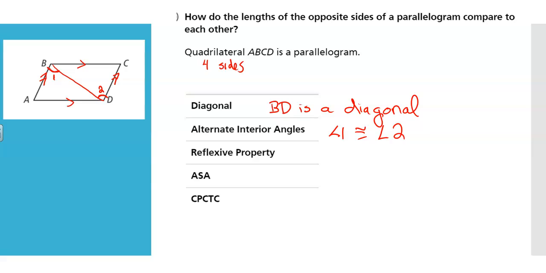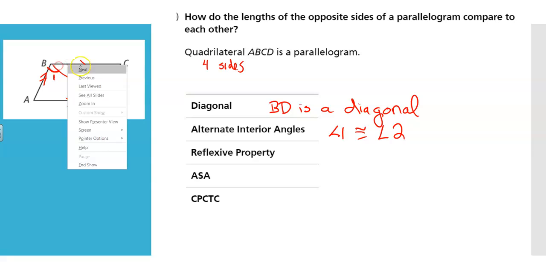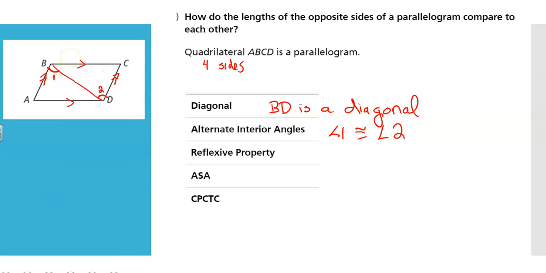Now, I could also say, look at these. If these are parallel, and that's a transversal, those two are. But let's look at these two. These parallel lines, and make this a transversal. So we're going to look at this one compared to this one using BC and AD as our parallel lines this time. So that's also alternate interior angles, and I'm going to call this 3 and this one 4. So I'm going to say angle 3 is congruent to angle 4.